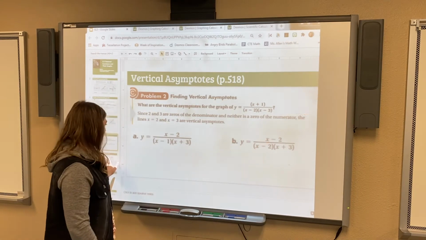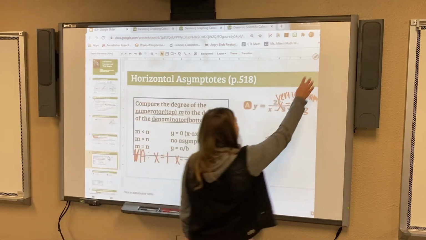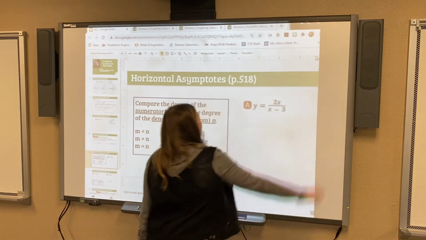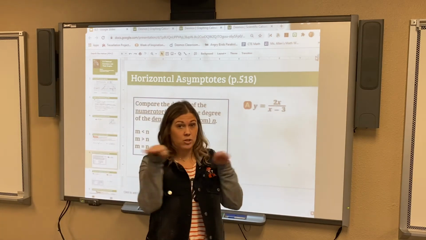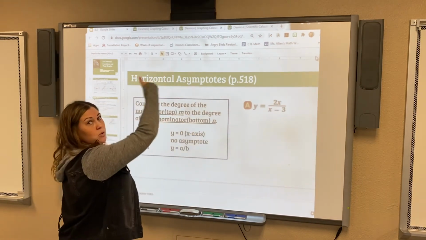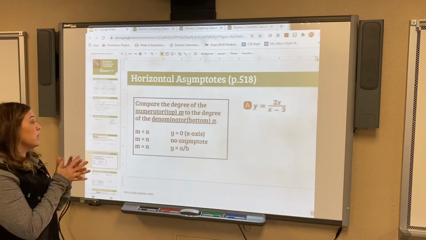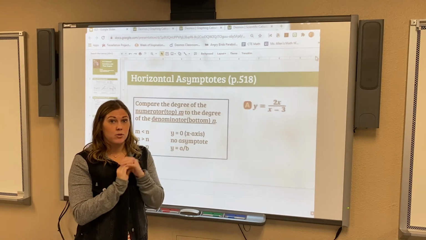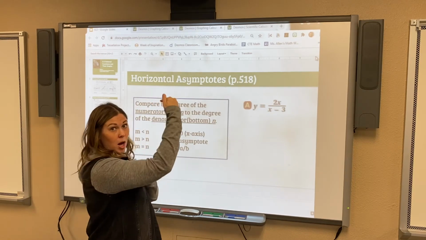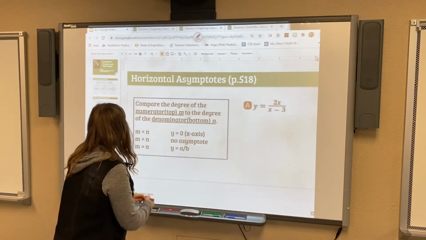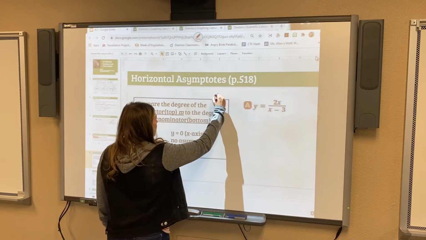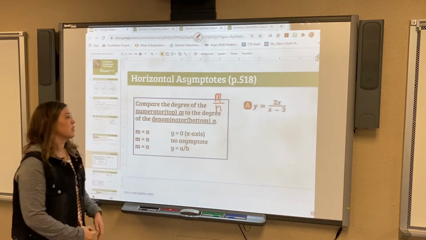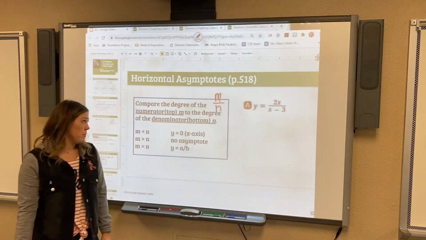So now let's talk about horizontal asymptotes. There we go. Okay. Horizontal asymptotes are straight left and right, so this will be your y equals, because it goes through your y-axis. So what we do here is we compare the degree, so your highest exponent, you compare your degree to the top over the bottom, okay? So the numerator top m over the numerator bottom n. Okay, so the degree of the top over the degree of the bottom.